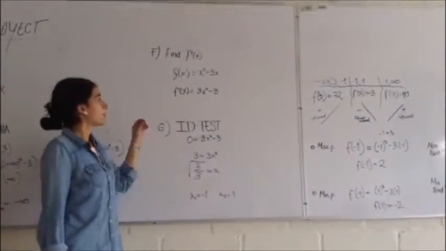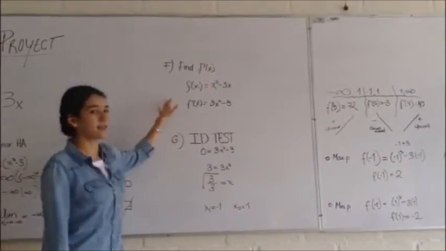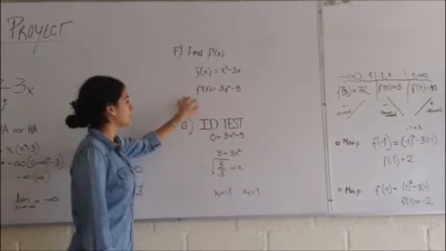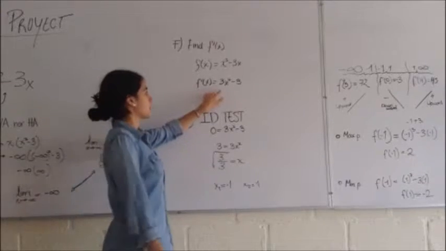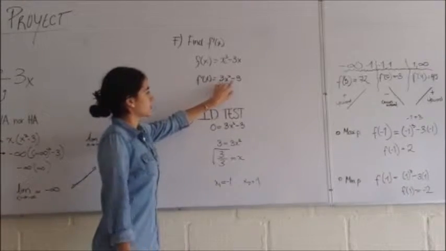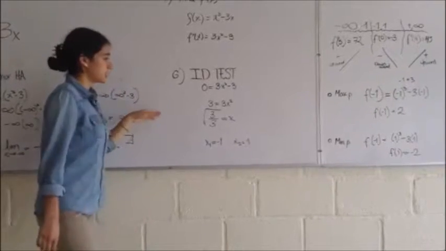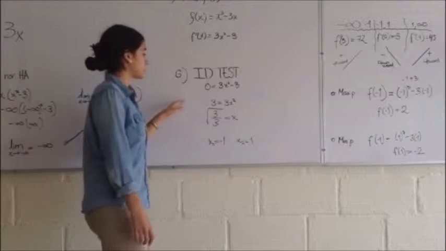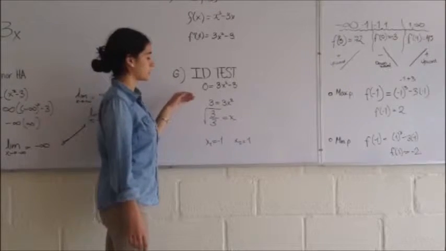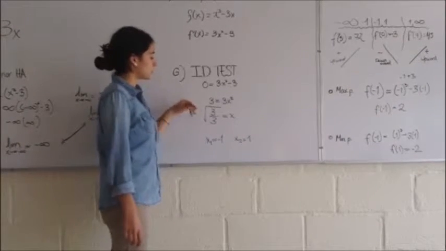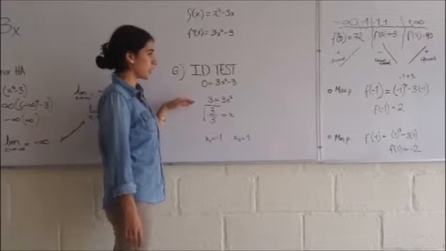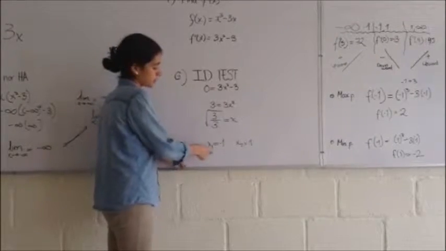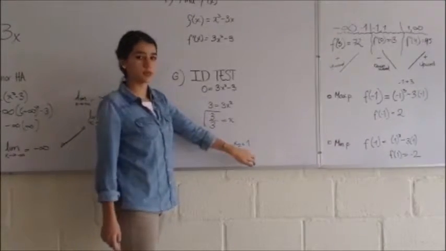In point F, we find the derivative. We apply the power rule, and we obtain that the first derivative is 3x squared minus 3. Point G asks us to do the first derivative test. So we equal the derivative to 0, and we isolate x, and we obtain two values: x1 is equal to minus 1, and x2 is equal to 1.